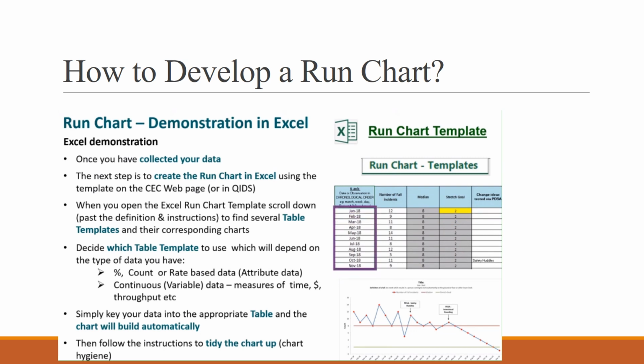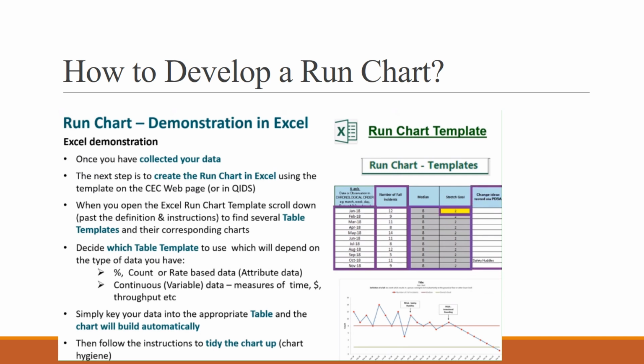So what would you key into the tables? For this example, we're looking at the number of fall incidents by month. In this column, we would put in the dates, the months, and in the next column the number of incidents, and name this column, say, number of fall incidents. Then you can put in your stretch goal, which we've got here as 2. The areas in grey don't need any information keyed into them. They are already set, so don't touch those.